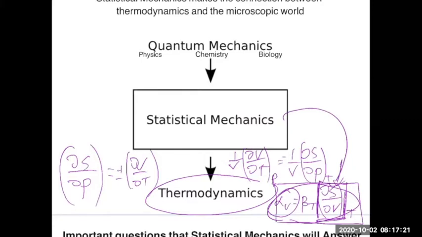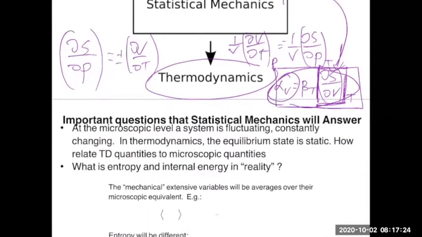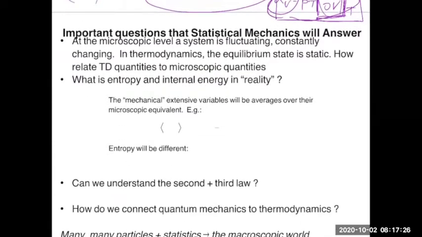So what kind of questions will thermodynamics answer? Oh, my equations are gone. Well, let's see how well I know them so I can fill them in. There were supposed to be equations on here.